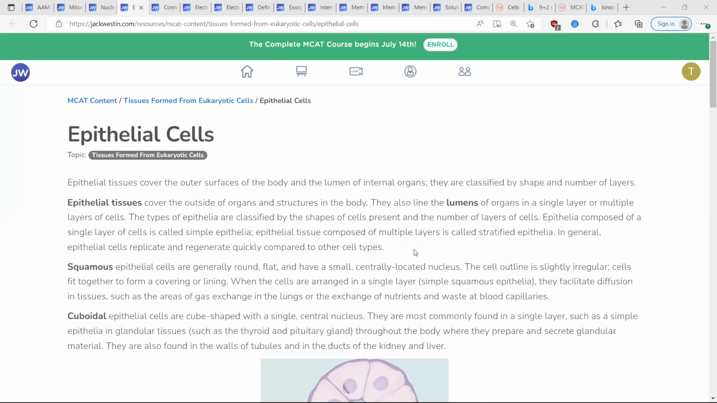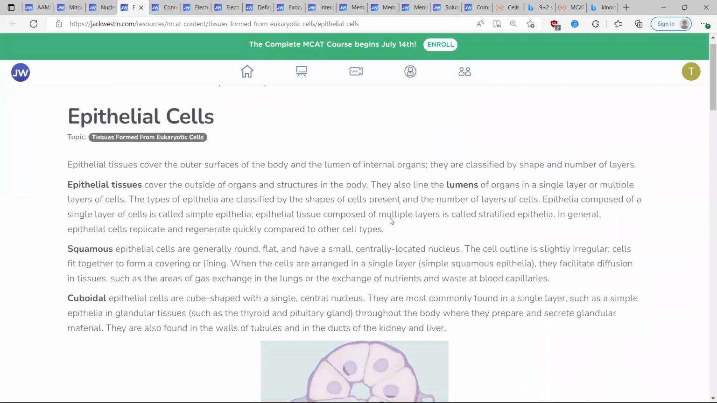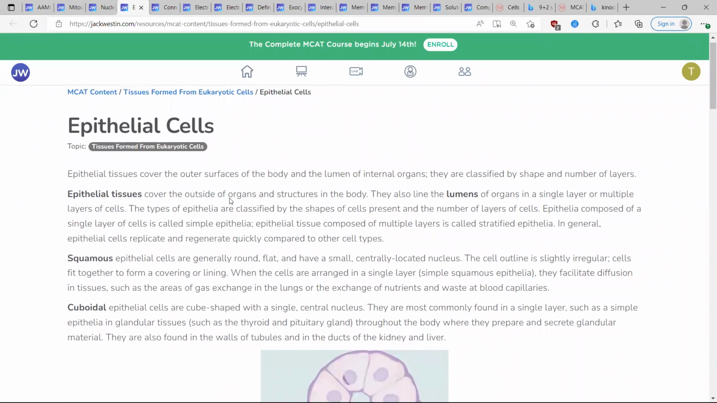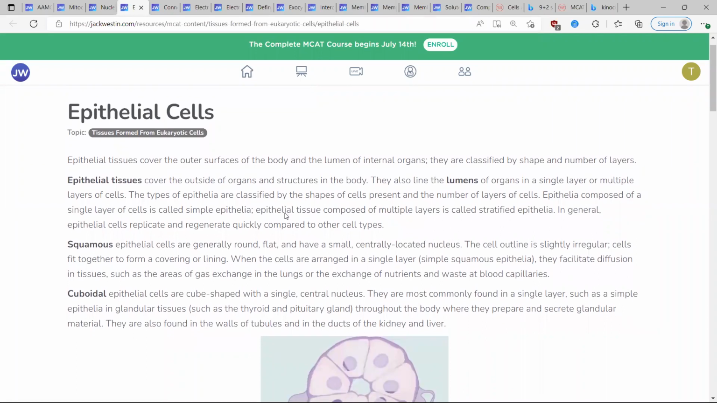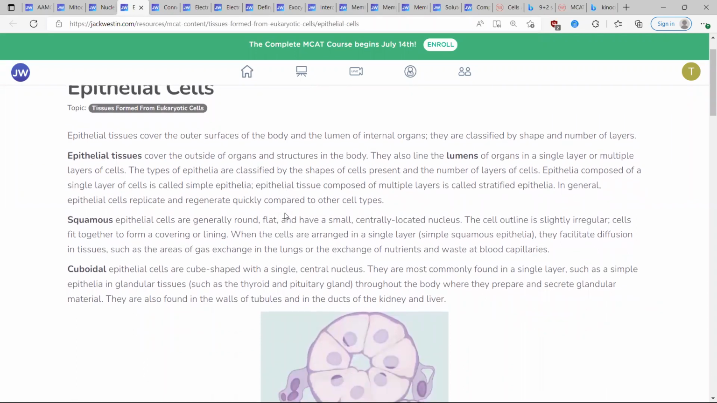So that inner part is like the lumen. The lumens are like the hollow areas. So epithelial tissue covers the outside of organs and structures in the body, and they line the lumens of organs in a single layer or multiple layers of cells. And epithelial tissues have a variety of different classifications.